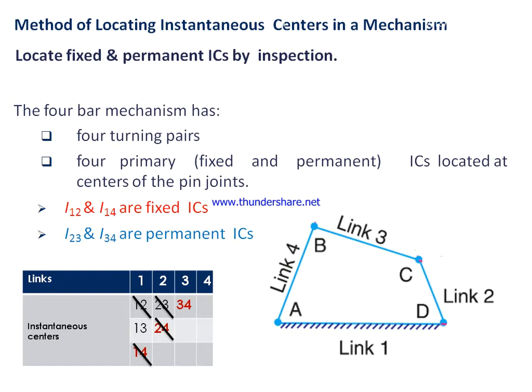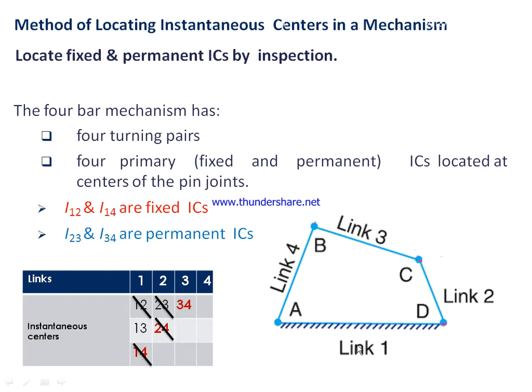Now let us look at the various instantaneous centers as far as this 4-bar mechanism is concerned. Let us first locate the fixed and the permanent instantaneous centers just by inspection. This 4-bar mechanism has 4 turning pairs at A, B, C and D. So we have four primary instantaneous centers, including fixed and permanent ones, located at the centers of the pin joints, that is here, here, here, here.